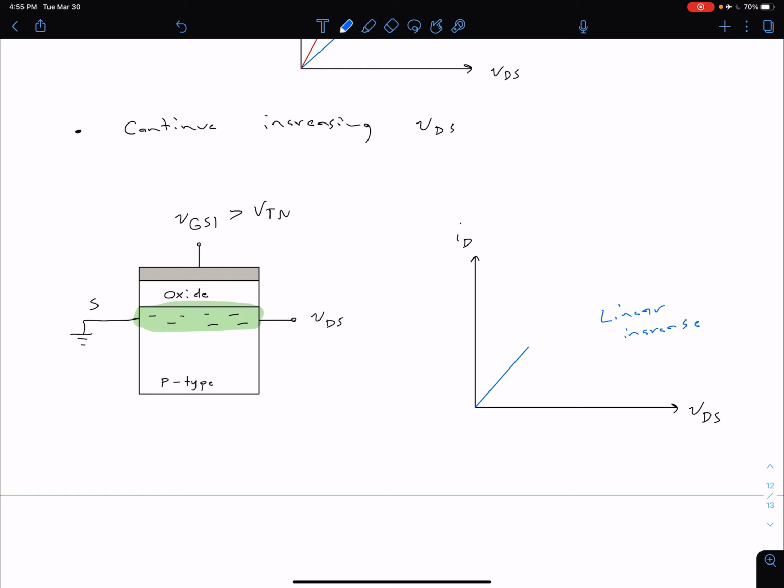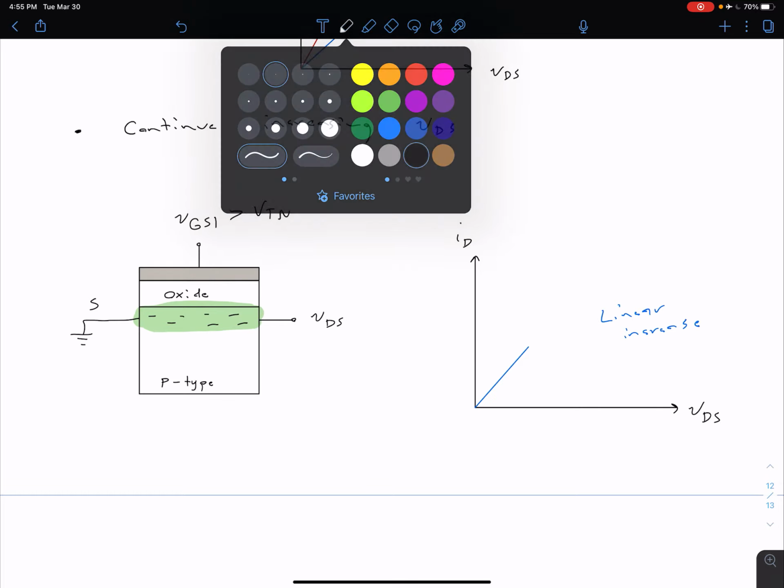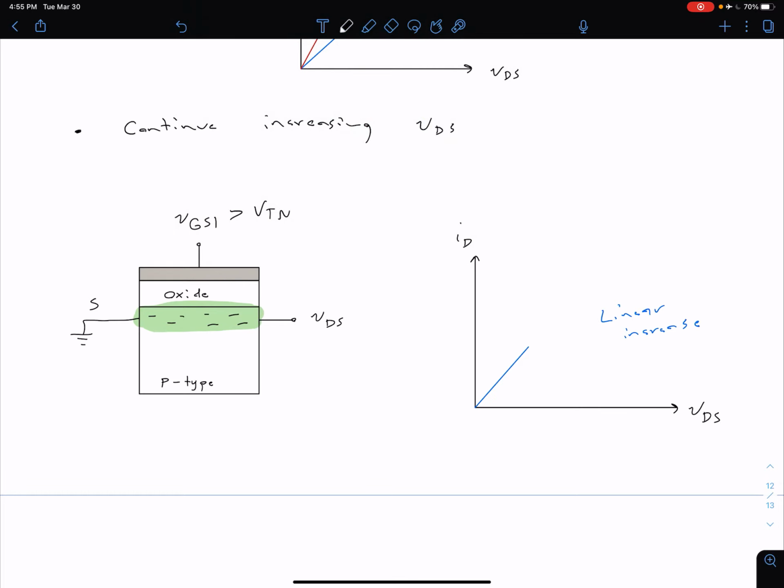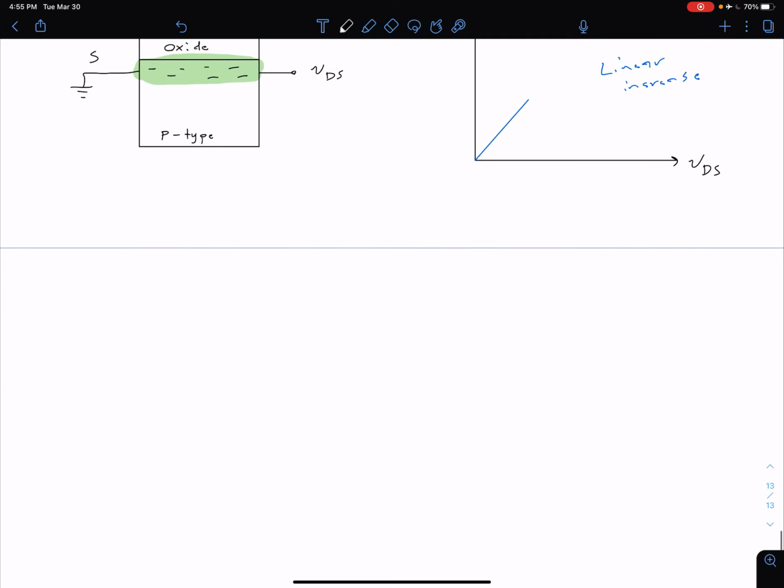However, as that VDS continues to get bigger, it's going to start counteracting our VGS. So let's go ahead and write that, and then we'll come back to our model. As our drain source voltage increases, it's going to start counteracting our VGS, or another way that we can think about it is it's reducing our effective VGS at the drain.